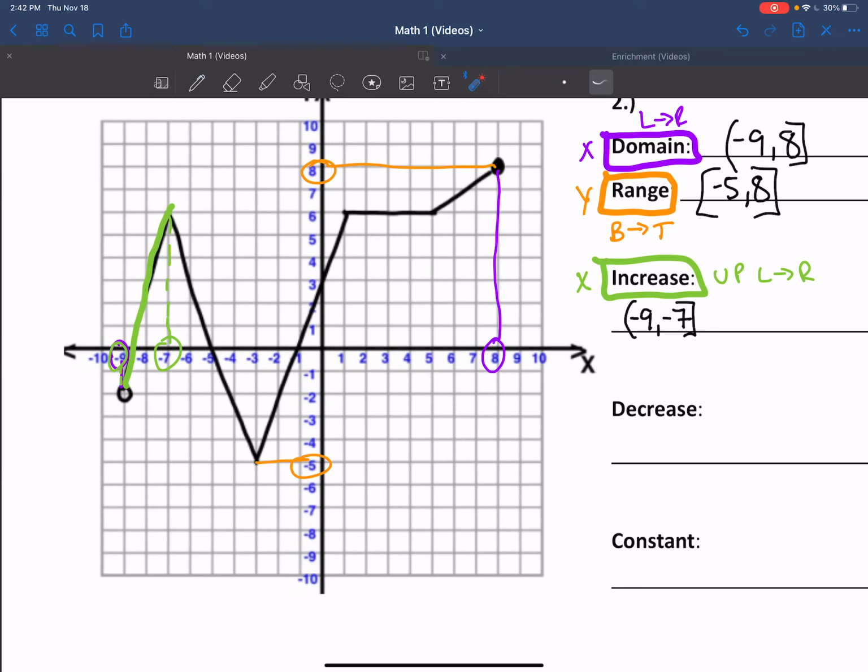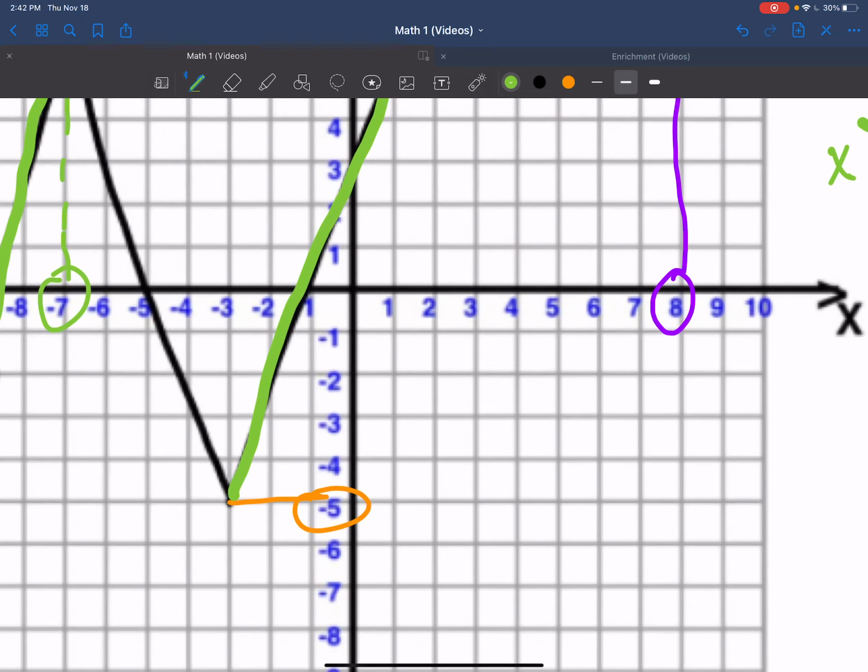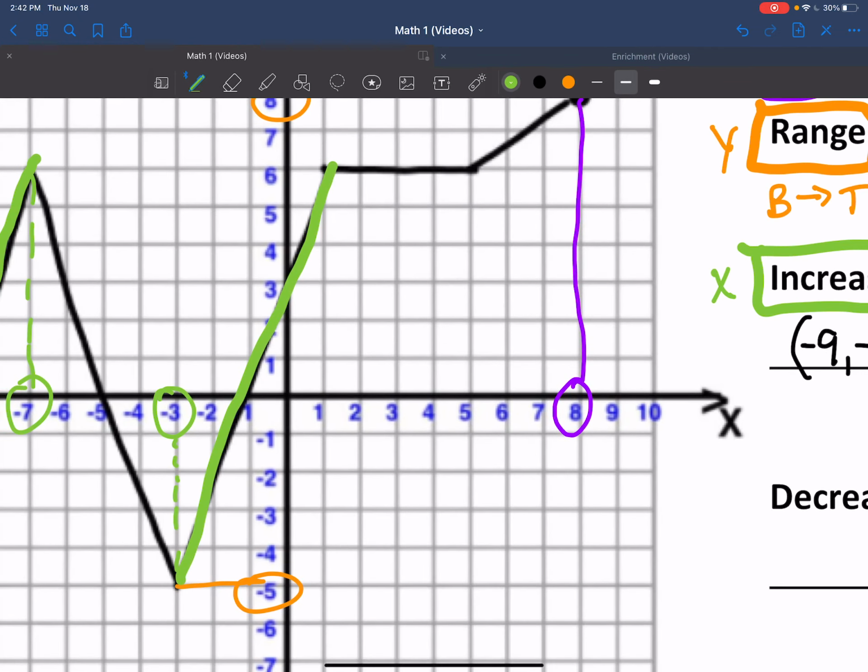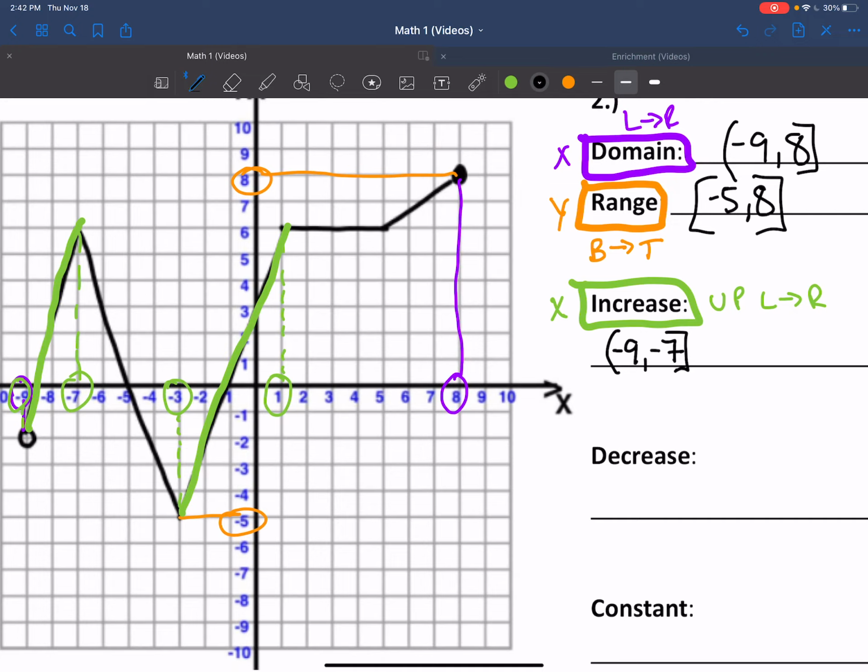The next chunk we have is going down from left to right, so that is not going up. The next chunk is going up, so I'm going to shade that in my increase color, which in this case is green. Looking at the leftmost x value for this chunk, it is a negative 3. Looking at the x value on the right side, it is a 1. So negative 3 to 1. Closed brackets because they are both part of the line.